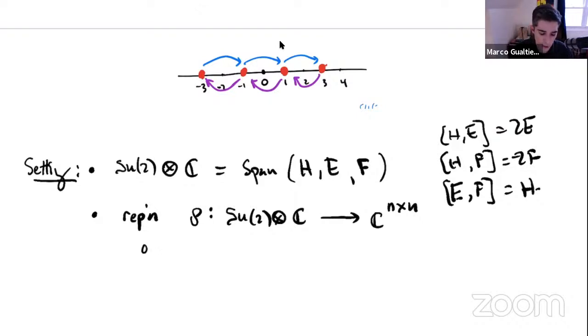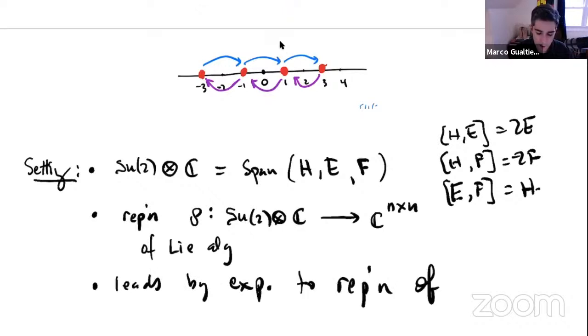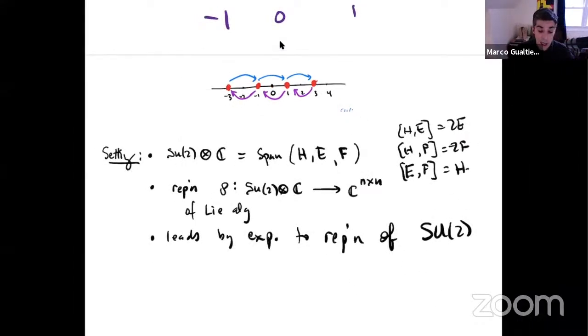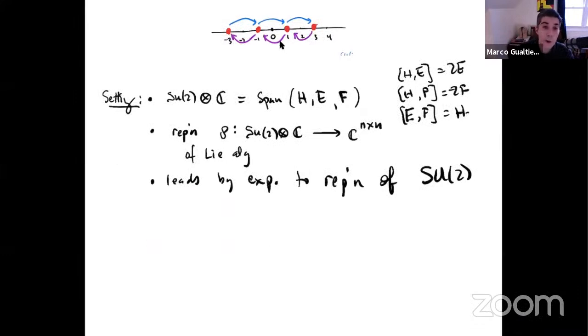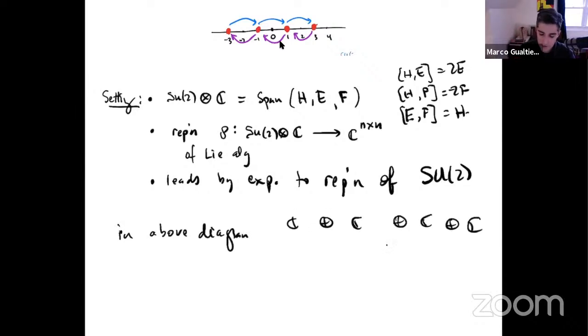So this is a representation of the Lie algebra, and then this leads by exponentiation to a representation of SU(2). Okay, and the diagram is telling you literally where H, E, and F are going. So in the diagram above, I have these four red dots. That's going to be C plus C plus C plus C. This is my vector space.